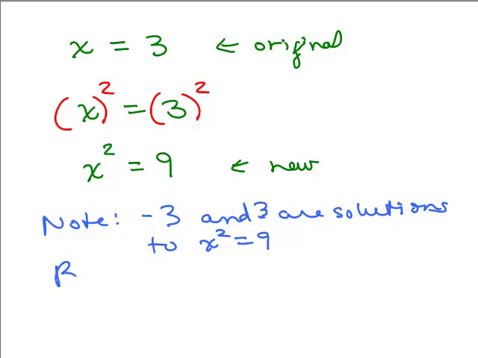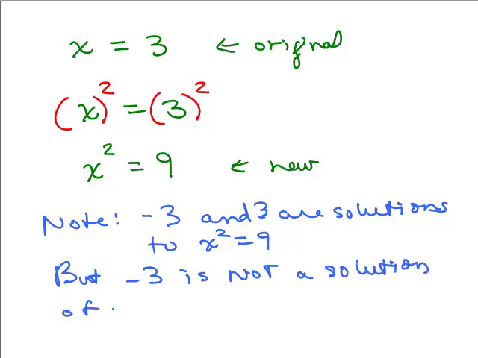But -3 is not a solution of the original. In fact, the original was already solved, right? The only possible number you could put in for x to make that true is 3. All right, so actually, let's try to solve some problems where we would want to square both sides.